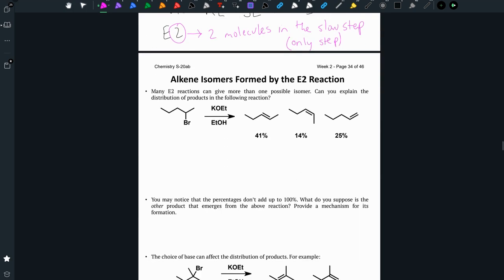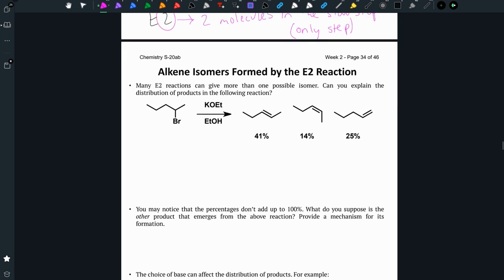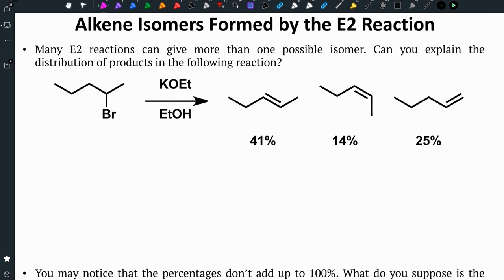Now, the thing is, in a lot of cases, you can have more than one possible isomer of the product. So, for instance, if I use 2-bromopentane as my starting material, and I react with a strong base, notice there are 3 different products I can get. Why are there 3 different products I could get? Well, I have some hydrogens on the end carbon here. All right. So if my base removes one of those hydrogens, I would make this green product.